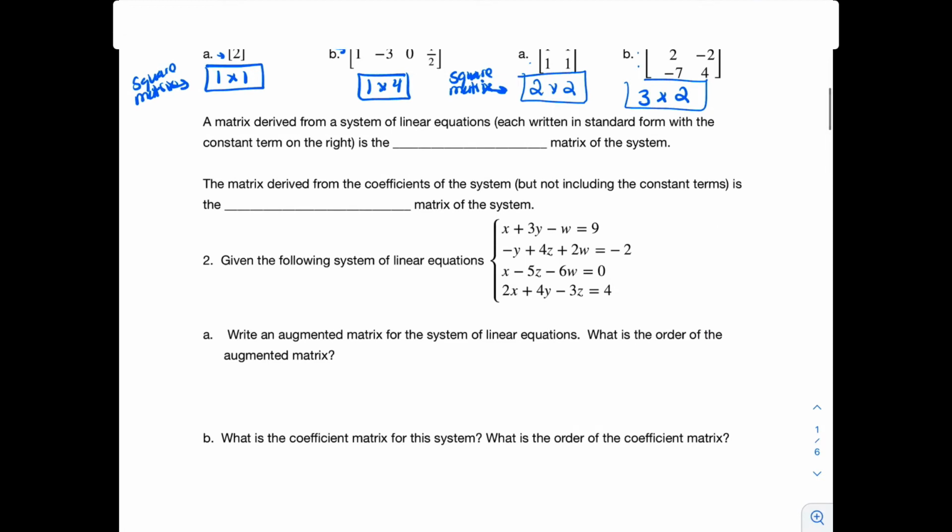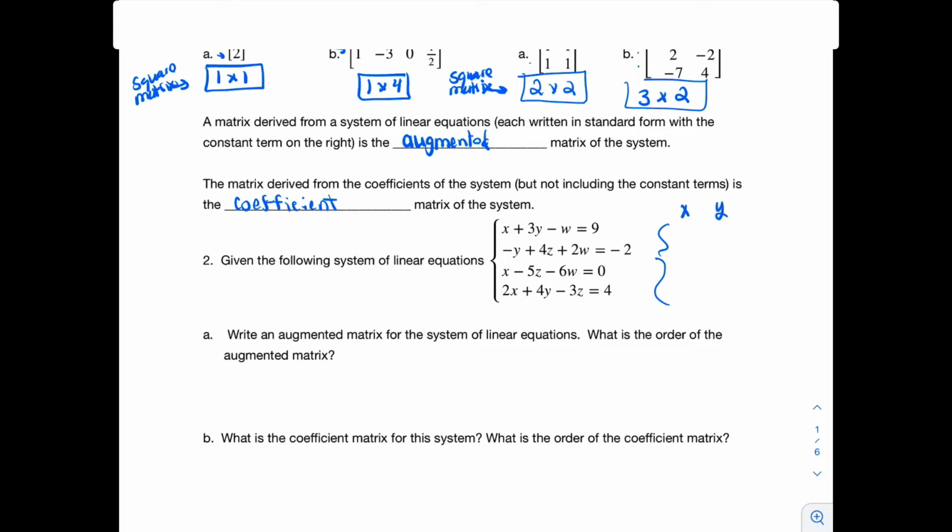Okay. Now we're going to look at using matrices to solve systems of equations. A matrix derived from a system of linear equations, each written in standard form with the constant term on the right, is called an augmented matrix of the system. The matrix derived from the coefficients of the system, but not including the constant term, is the coefficient matrix of the system. We'll be using augmented matrices to solve systems today, but in future techniques, we'll use what's called the coefficient matrix. So let's look at how to write this.